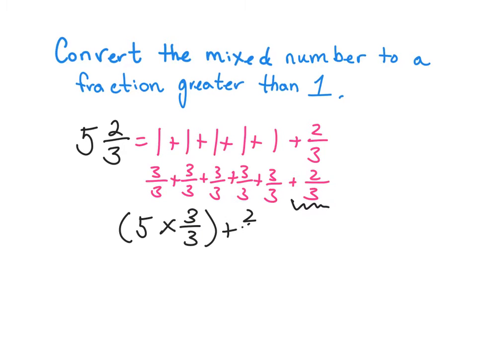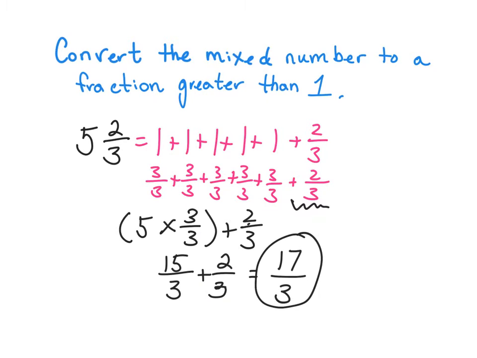So we have 5 of those 3/3, and then we have this attached fraction here that we're going to add on, 2/3. So now if we multiply 5 times 3, we get 15/3. We're adding on the additional fraction, which was 2/3. 15/3 plus 2/3 is 17/3. So 5 2/3 is equal to 17/3.